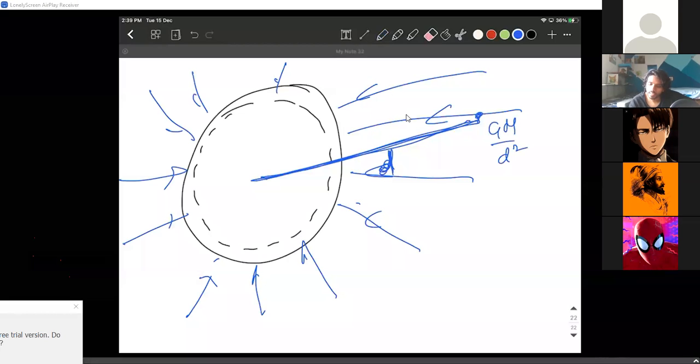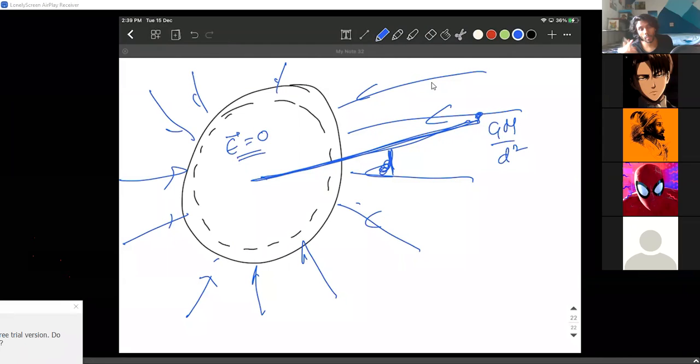And the gravitational field inside is 0. So there is no gravitational field inside at all. So in a hollow sphere, there are no gravitational fields. So if you are sitting inside a hollow planet, a planet which is hollow, you will feel weightless. Remember this point. Inside a hollow planet, you will feel weightless.